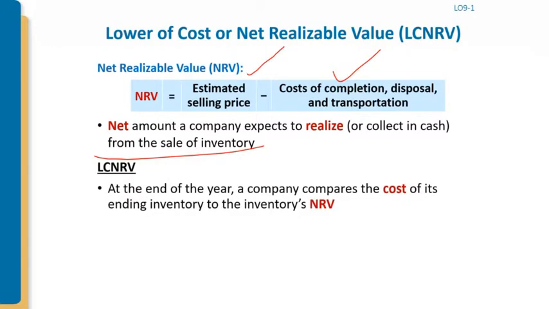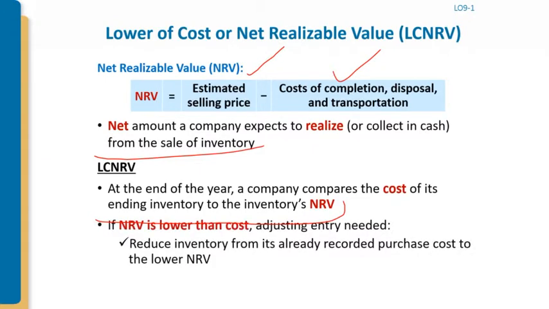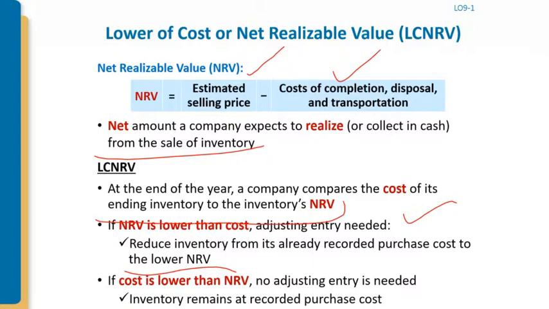At the end of the year, a company compares the cost of its ending inventory to the inventory's net realizable value. If net realizable value is lower than cost, an adjusting entry is needed. Can you see that? So reduce inventory from its already recorded purchase cost to the lower net realizable value. And if cost is lower than net realizable value, no adjusting entry is needed.